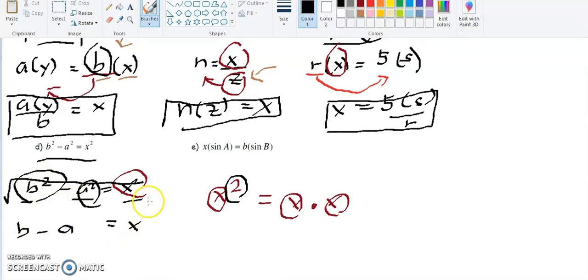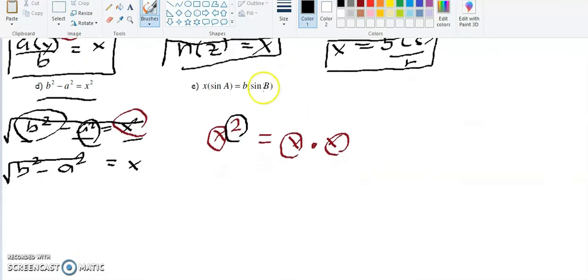So therefore, isolating x is the square root of b squared minus a squared. Does that make sense? I hope it does, right?